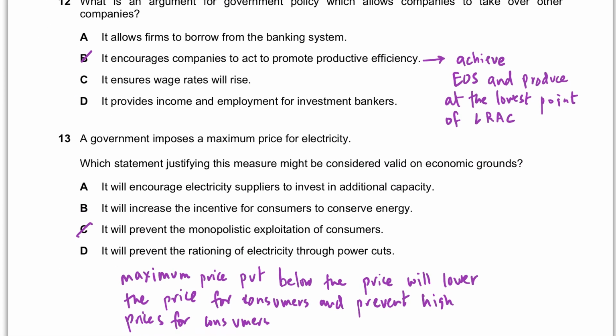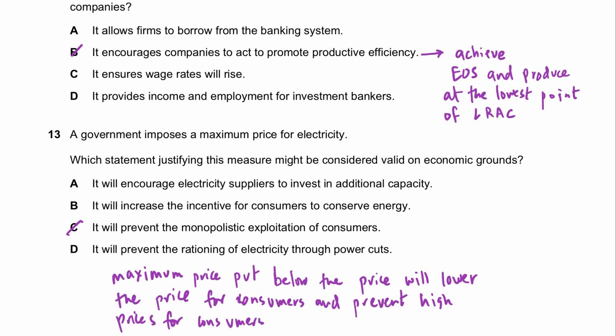Number 13 says the government imposes a maximum price for electricity. Which statement justifies this measure? This measure might be considered valid on economic grounds. Well, a maximum price will result in the price of a good going down, which means that it will become more affordable for consumers to buy the good, and that's why C is the right answer. It will prevent the monopolistic exploitation of consumers. Consumers will not be exploited because now the price is controlled by the government.